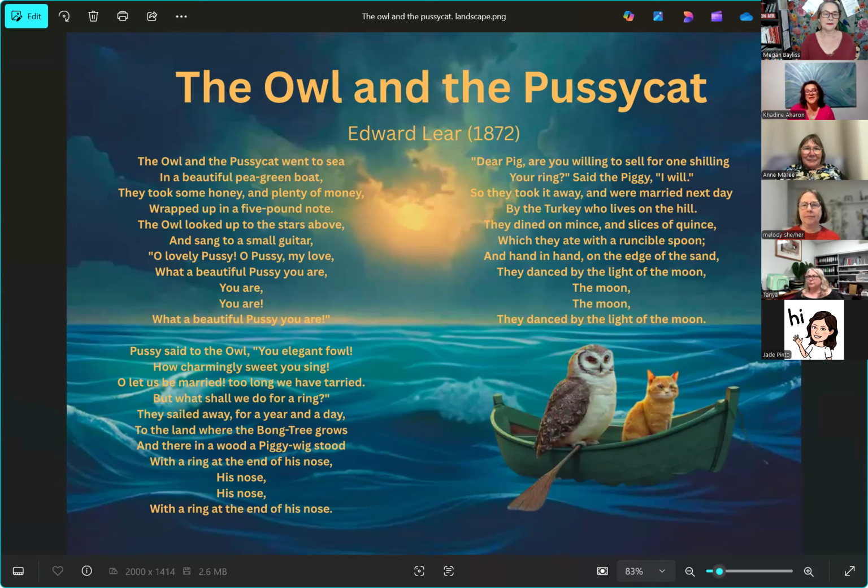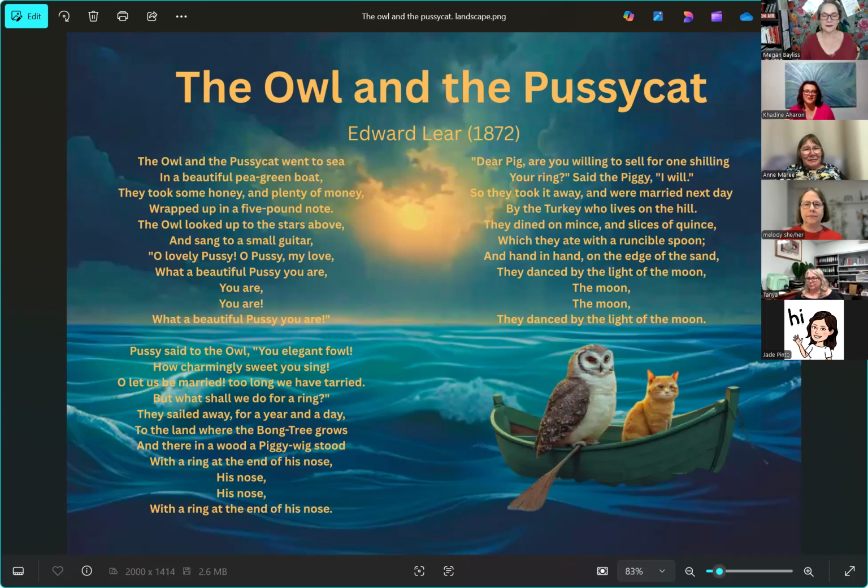The Owl and the Pussycat by Edward Lear, 1872. The Owl and the Pussycat went to sea in a beautiful pea green boat. They took some honey and plenty of money wrapped up in a five-pound note. The owl looked up to the stars above and sang to a small guitar, Oh pussy, my love, what a beautiful pussy you are, you are, you are. What a beautiful pussy you are.